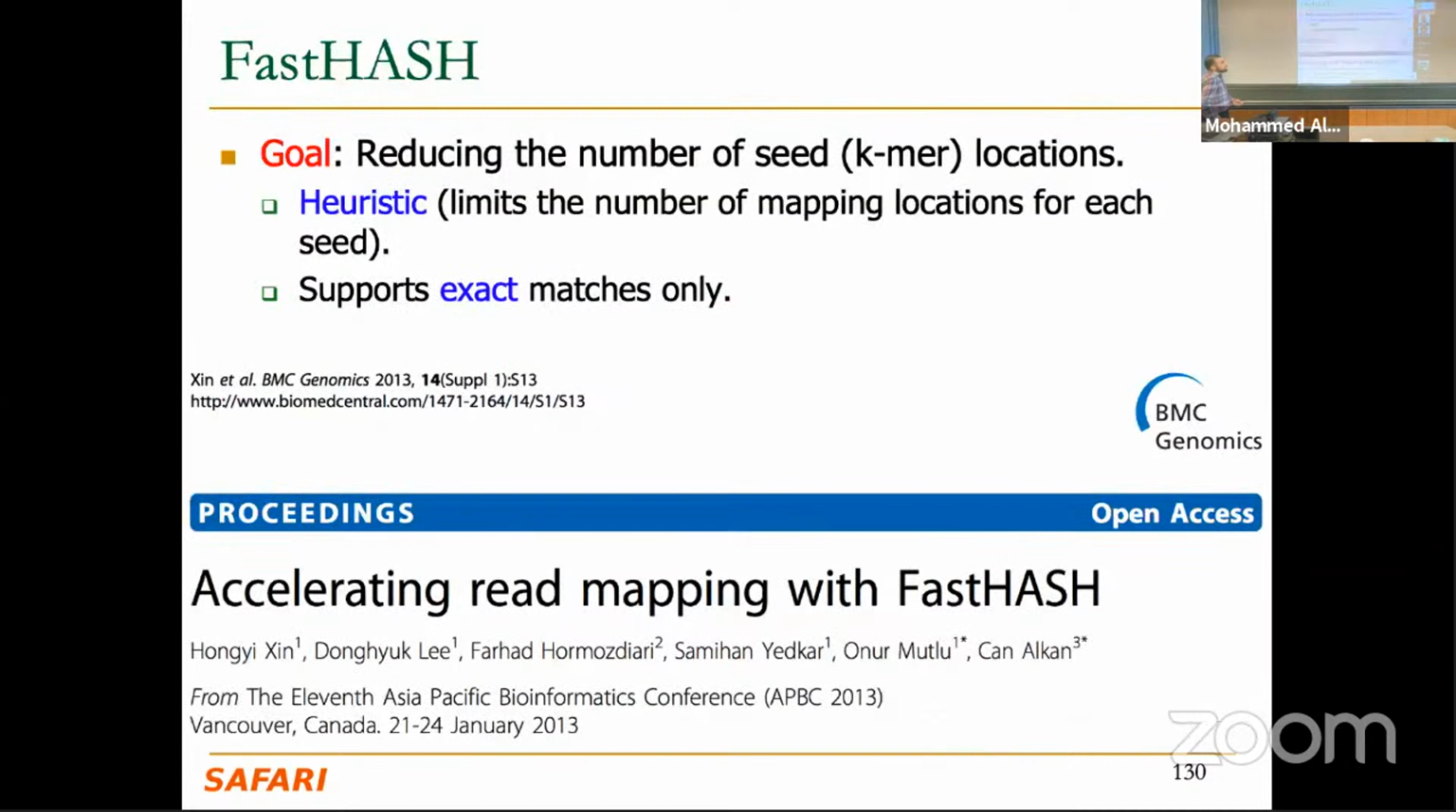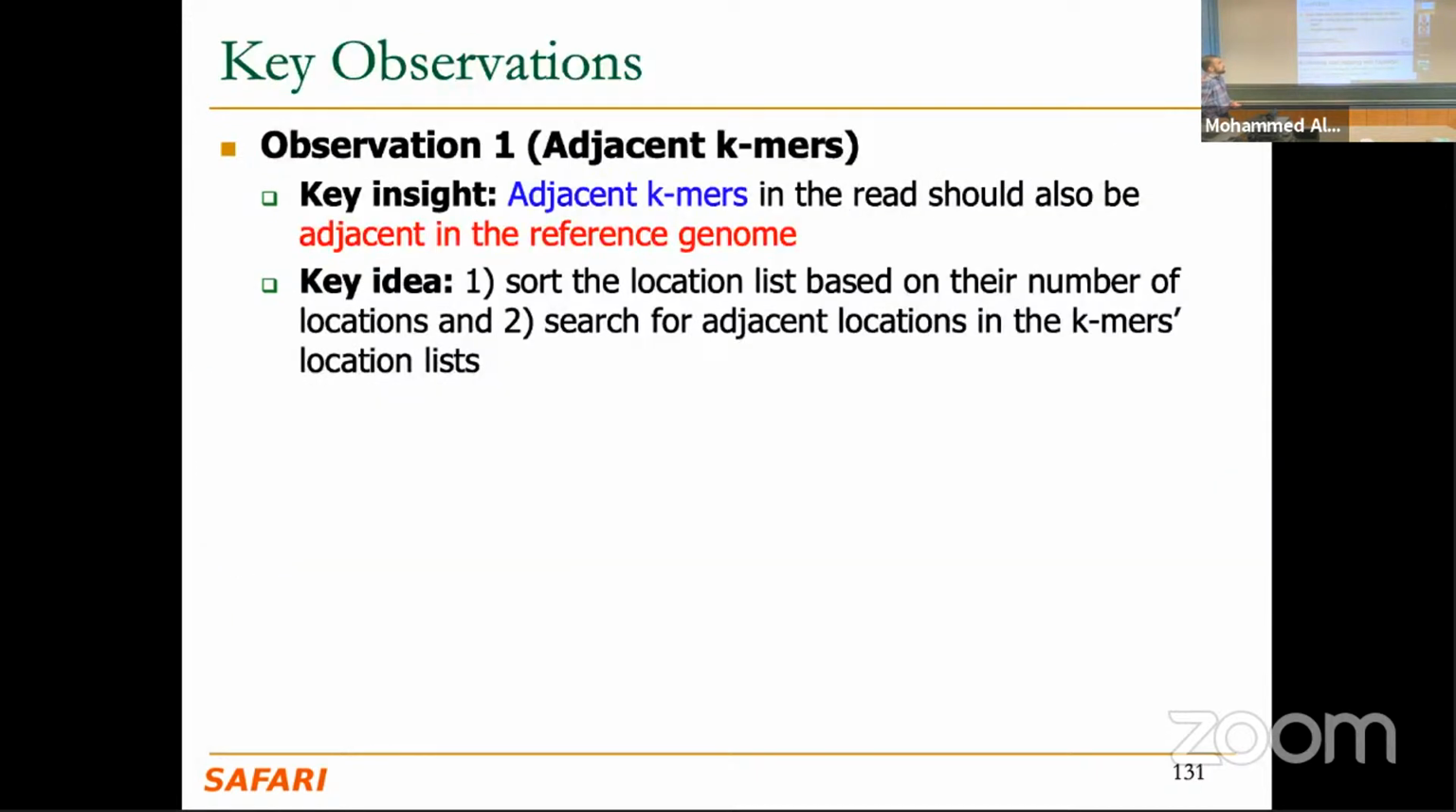Okay, let's start with the first one. This paper is called FastHASH. It's coming from Onur Mutlu and Can Alkan, my PhD advisor. And they proposed 2 mechanisms to improve hashing or seeding, the way we collect seeds from the reference genome or the read.